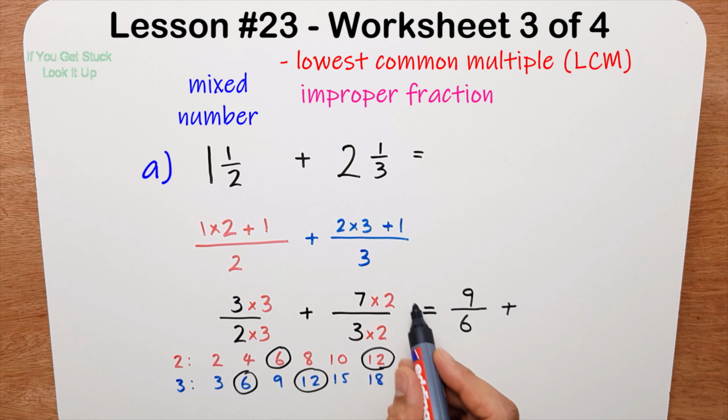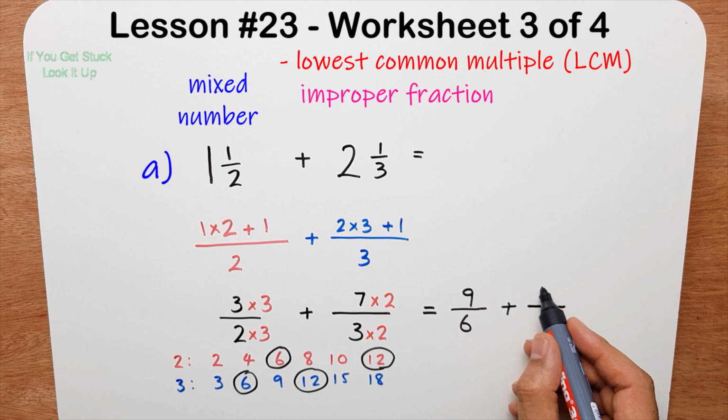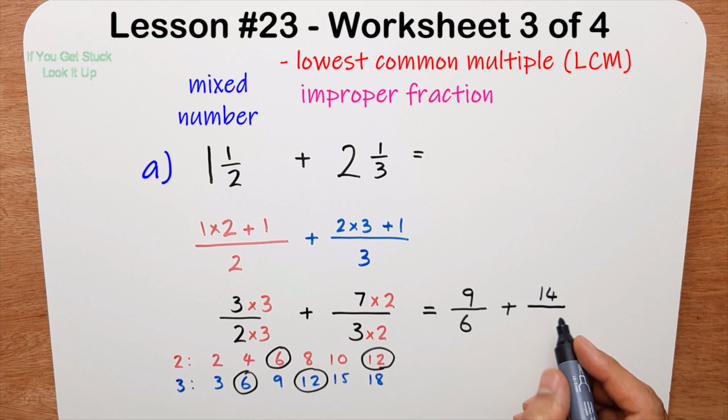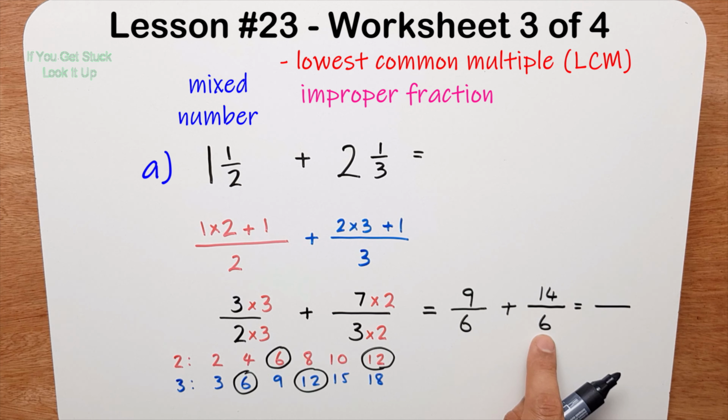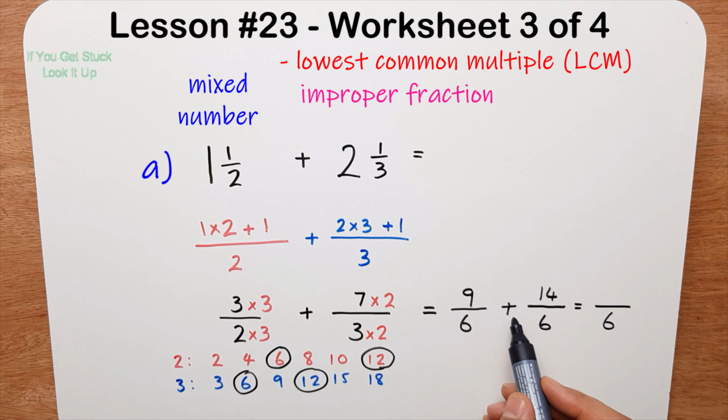And now I'm going to concentrate on this fraction here. So I do my fraction line. 7 times 2 is 14. And 3 times 2 is 6. Now this is easy because both the denominators are the same. So I simply put the 6 there. And I do 9 plus 14 is 23.